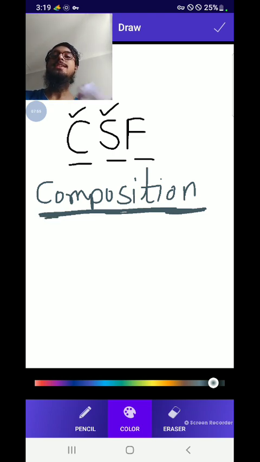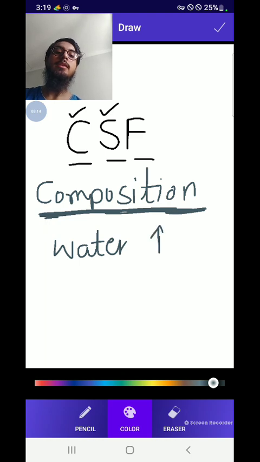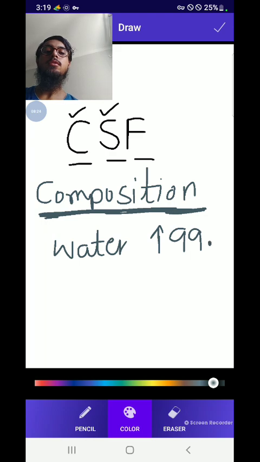Okay, so CSF is a clear, transparent fluid. It means the water content in the CSF is very, very high. So 99 percent and above is water. How much water is inside the CSF? Water above 99%. If I tell you exactly how much it is, 99.13% water is present in the CSF.